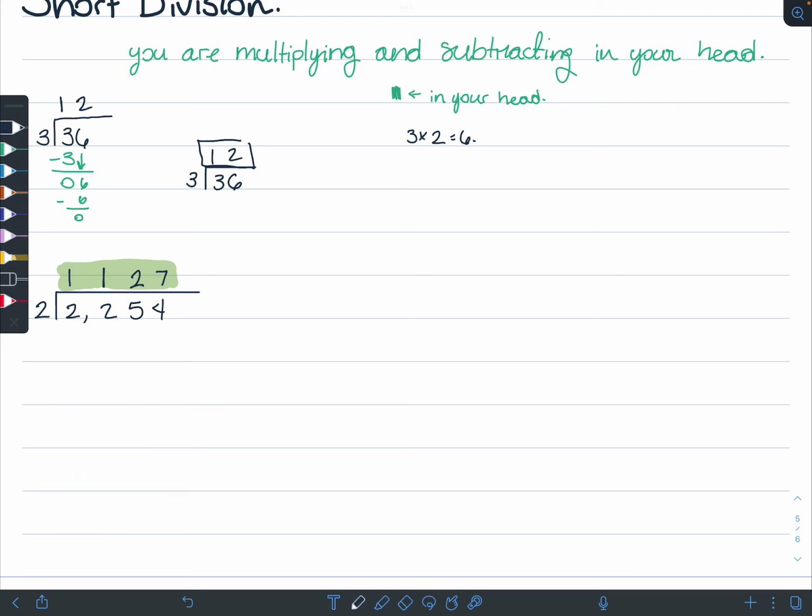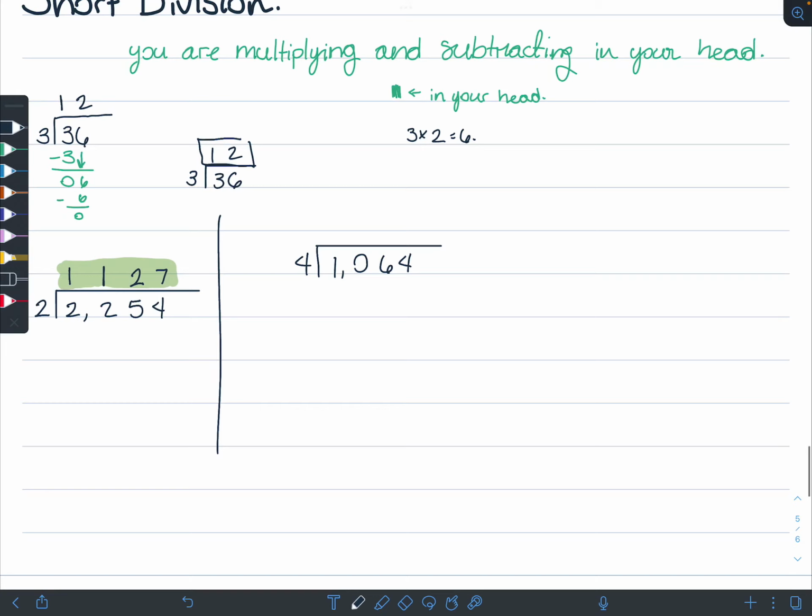And gently try to wean off this long division method. Let's do one more example. Let's do 1,064 divided by 4. Let's try this again, the short division way.